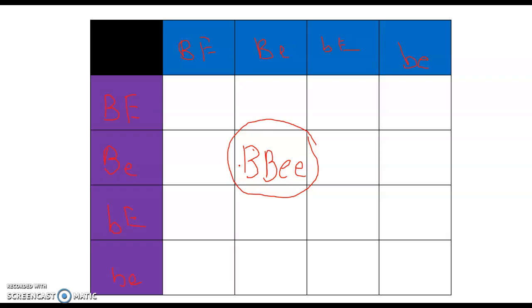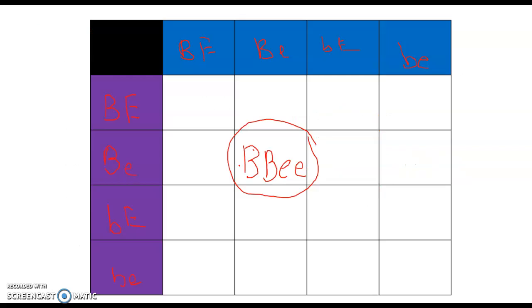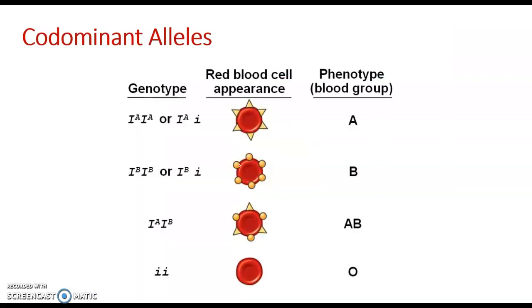earlobes. So based on that genotype, big B, little e, what would be that individual's phenotype? What they look like? Hopefully you said brown hair, because big B is dominant, with attached earlobes, because that person was homozygous recessive, and the attached earlobes is the recessive trait. But that would be one example of how you could use that Punnett square to answer a question about those potential genotypes and phenotypes of their offspring. So that is 2 trait crosses.